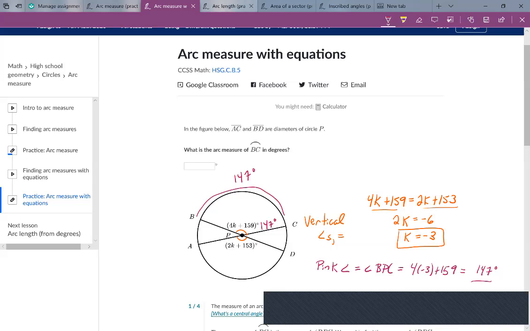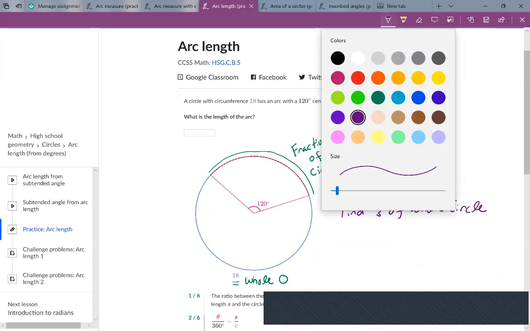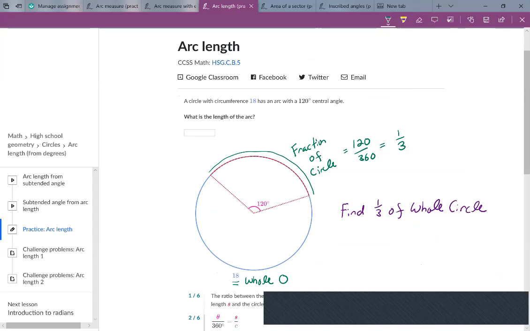All right, arc length. So what is the length of the arc? It says a circle with a circumference of 18, so the whole circle is 18 all the way around, has an arc with a 120 degree central angle. What is the length of the arc? Well, we basically need to figure out what fraction of the circle is covered by the arc. So we can find that fraction by using the central angle.